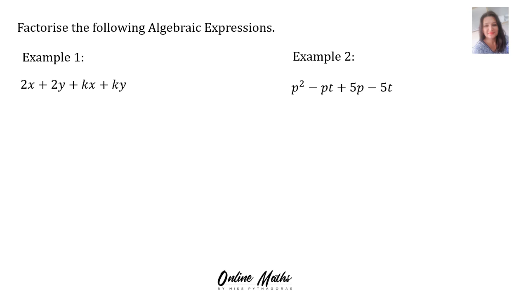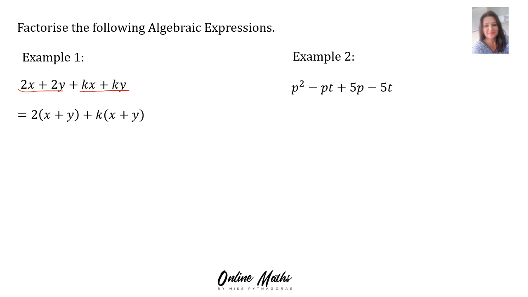So the question is: factorize the following algebraic expressions. Example 1. It is clear that this is a polynomial, in other words there are 4 terms. And what you do is you group together. You can group the first 2 terms together and you can group those 2 together. Here I'm going to take out 2 as a common factor, and there I'm going to take out k as a common factor. So you get 2 bracket x plus y and k bracket x plus y.